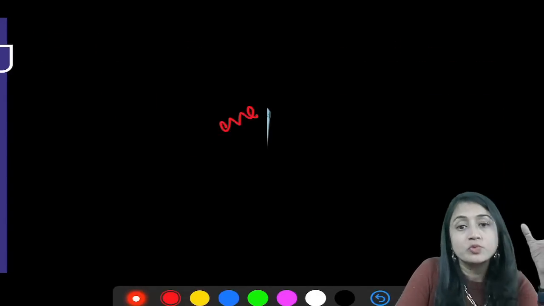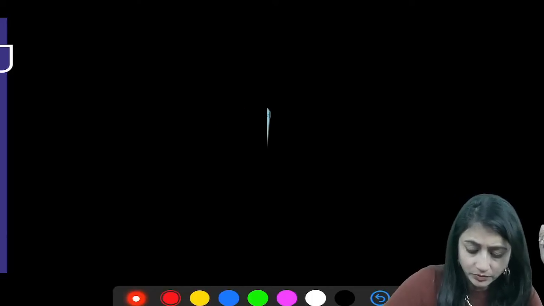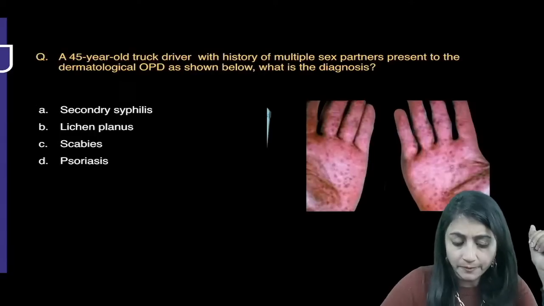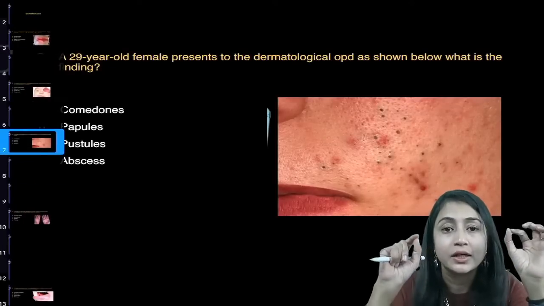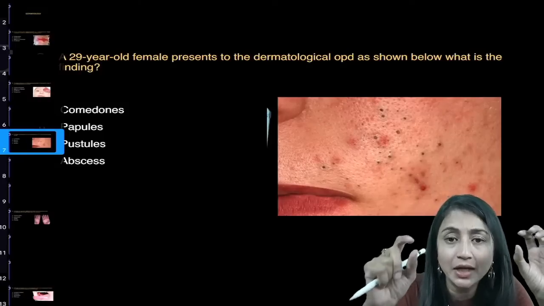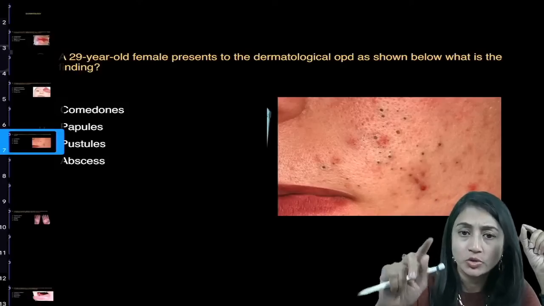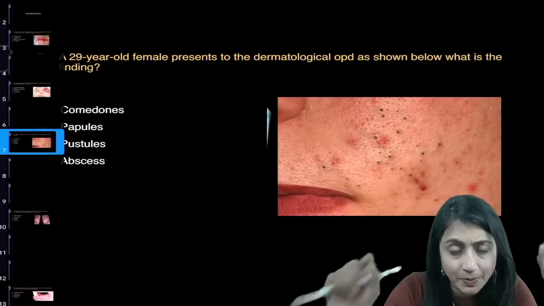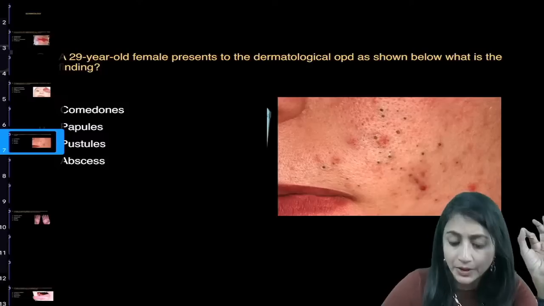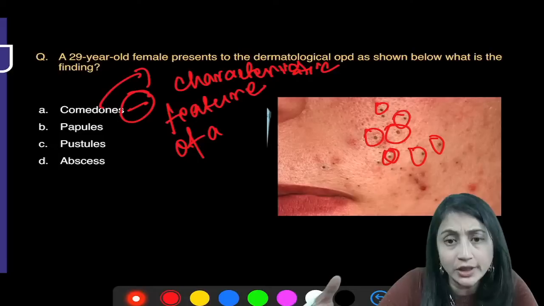So what are comedones? Comedones are basically the pilosebaceous duct which gets blocked in acne, leading to a special kind of lesion called comedones. In dermatology we studied primary, secondary and special lesions. Comedones are a type of special lesion seen in acne, and they appear as blackheads. They are dilated pilosebaceous follicles.